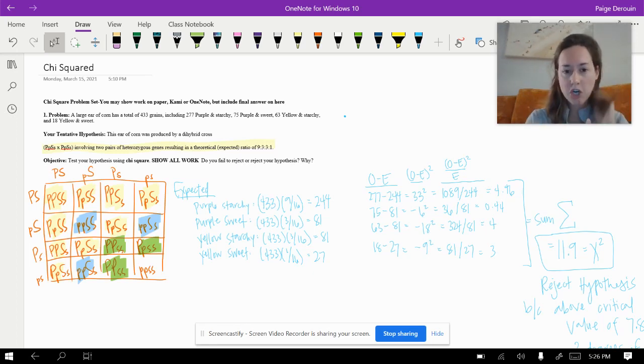Finally, you go back to your chart, which will be on your formula sheet. Look at the degrees of freedom that make sense for your problem. If you only had 2 phenotypes, you would look at 1 degree of freedom. You look at the row for 0.05. And then if you're above, you reject. If you're below, you fail to reject, which means that the differences that exist between the observed and the expected values could just be due to chance, and probably are.